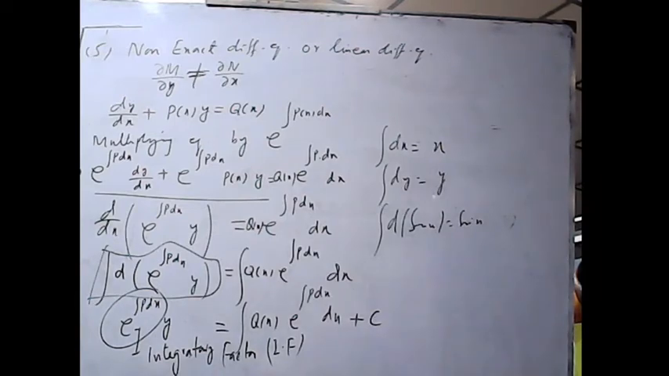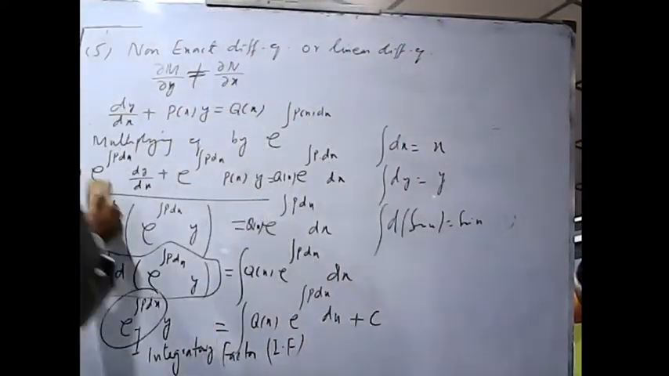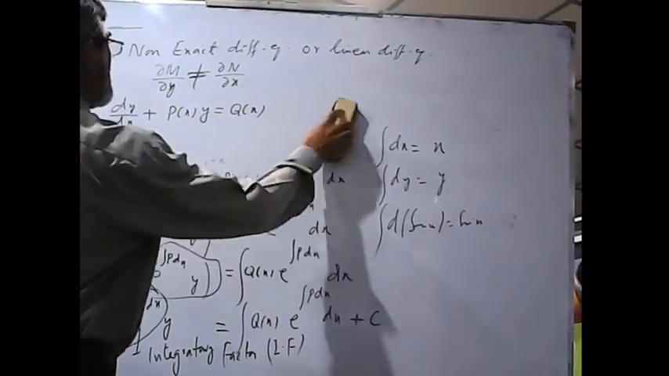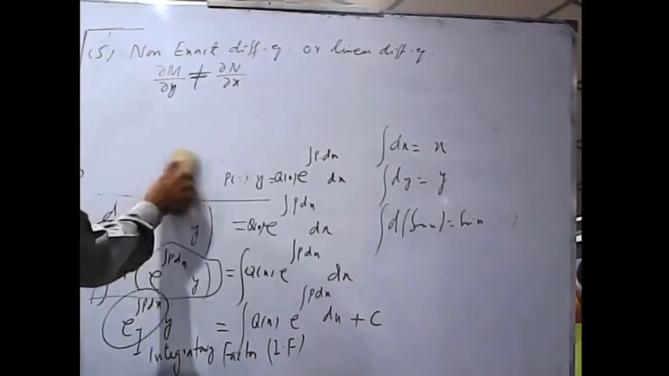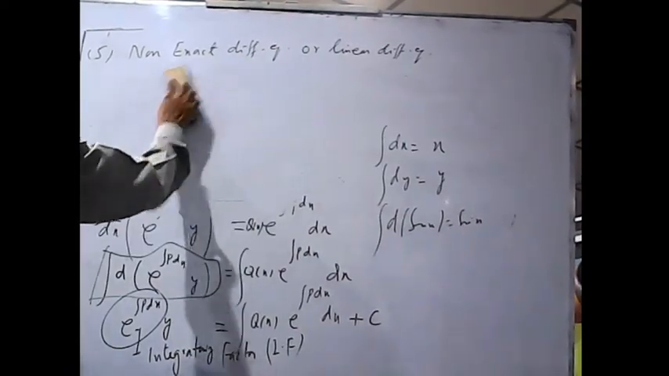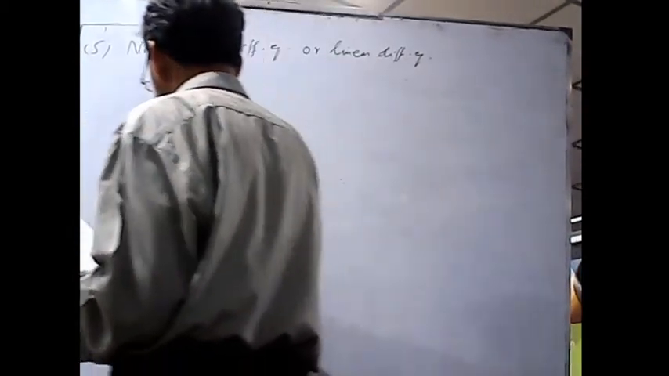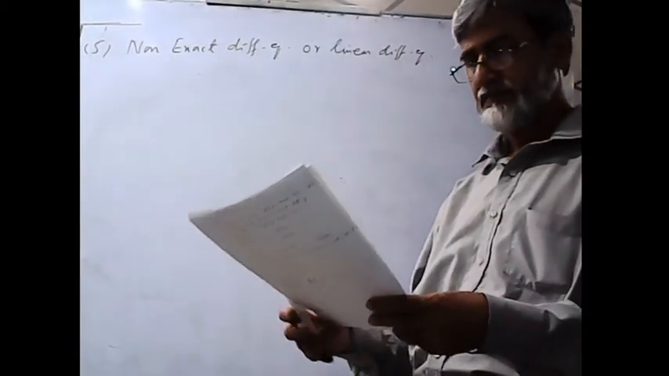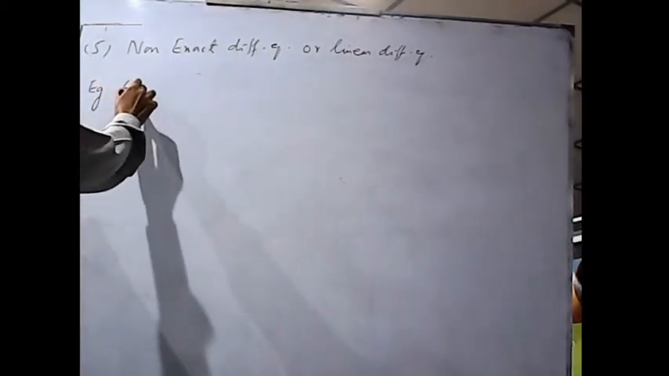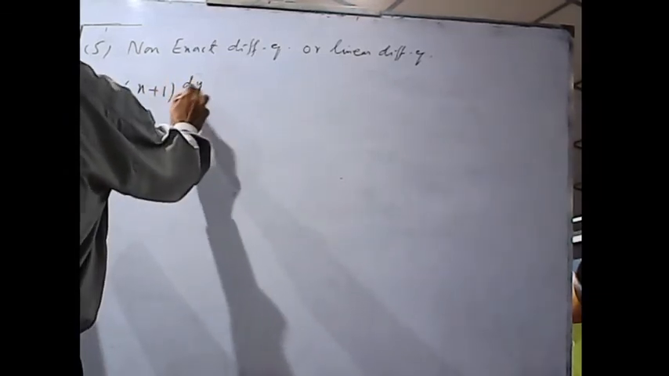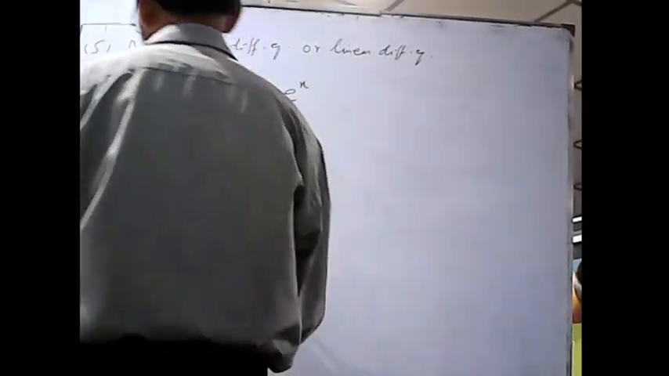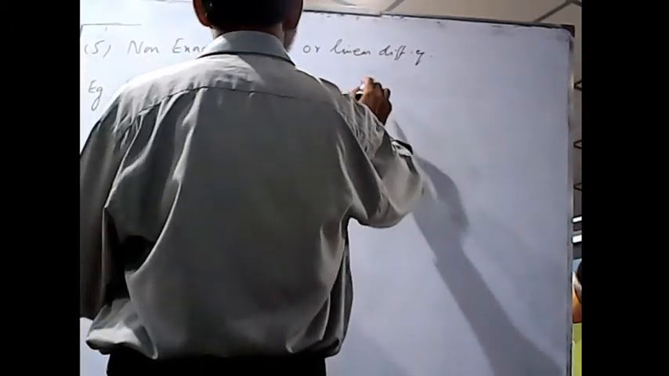So consider a problem. For example, x plus 1 dy by dx minus y is equal to e to the power x, x plus 1 whole square.